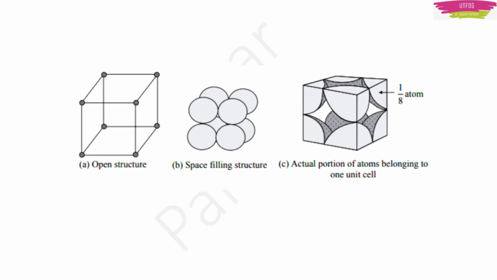See, figure A is the open structure of this cubic cell. Now these atoms, if you imagine them as bigger atoms, your cube will get closed with those atoms. In figure B, you can see that it is a space filling structure. And in figure C, you can see the actual portion of atoms which belongs to one unit cell. See, 1/8 plus 1/8 plus 1/8, like that you have to do 8 times. You will get one atom. Okay. 1/8 plus 1/8 plus 1/8 till 8 times, you will get 8/8. 8 will get cancelled and you will get one atom for one unit cell. Okay. In this simple cubic unit cell.